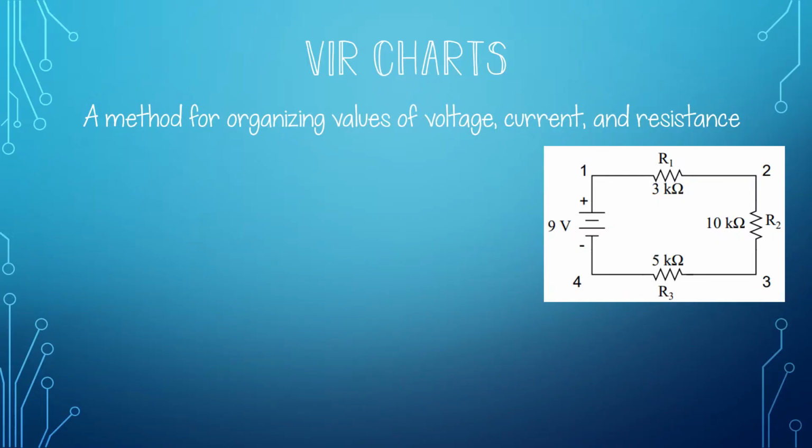Now, one other tool that we will use in analyzing circuits mathematically is something called a VIR chart. A VIR chart is simply a method for organizing the values that we commonly have in circuits, those values being voltage, current, and resistance. So I'm going to explain a VIR chart with an example here. For starters, we'll do a VIR chart by writing out VIR.